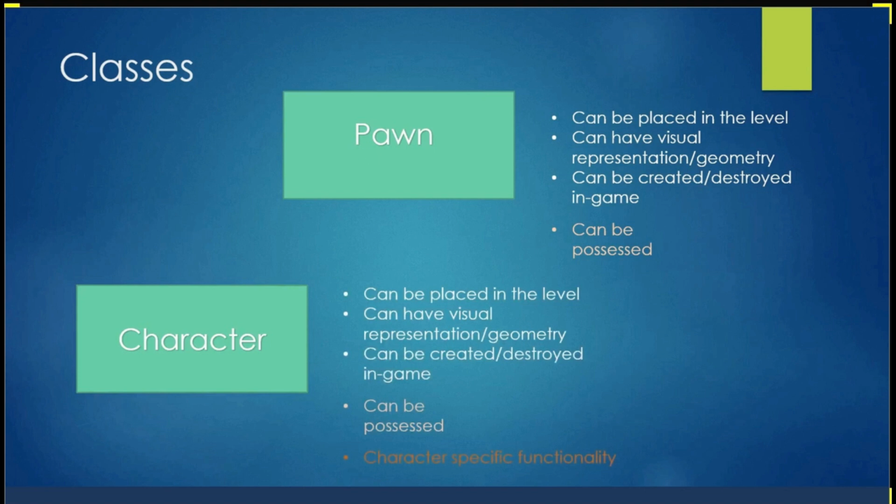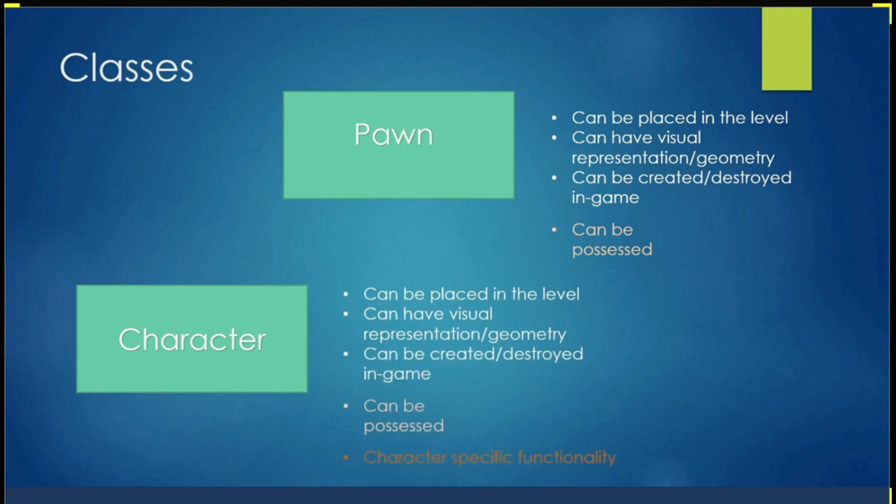Fine. So we can also say that a character is both a pawn and actor, because it's an actor and inherits actor specific functionality: it can be placed in a level, can have a geometry, and it can be destroyed in game. So all of the pawn characteristics and the actor characteristics, all combined together, can be taken into consideration for the character when the character is actually added to your world itself in the game development.